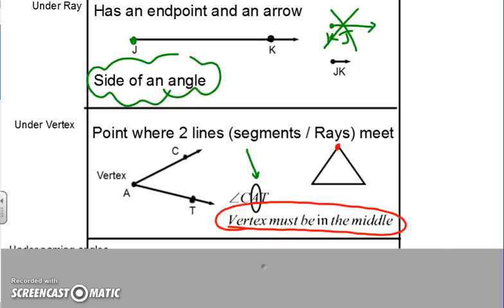So we have angle CAT. Or I can name that angle TAC. But the A has to be in the middle. That is not angle ATC. T is not the vertex. That's not your shared coordinate.